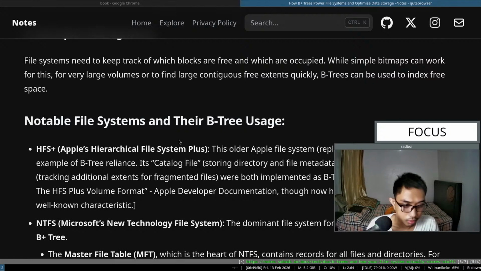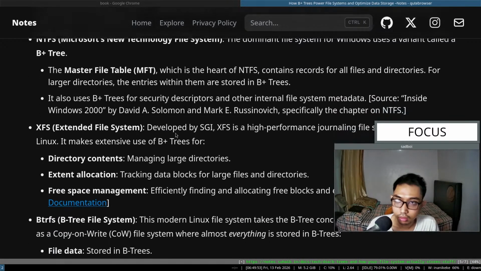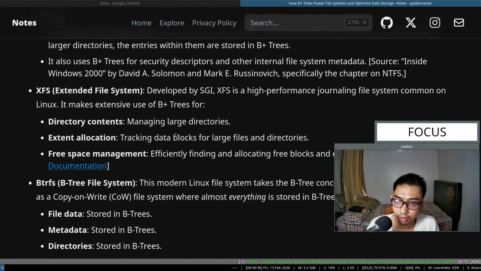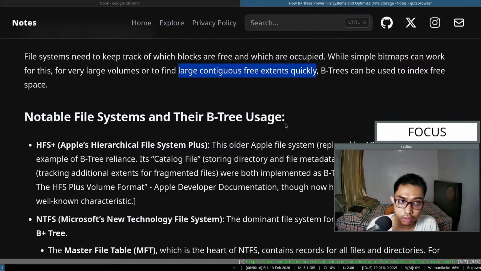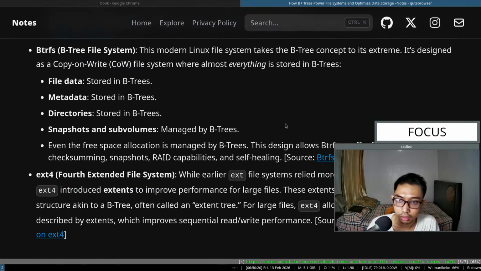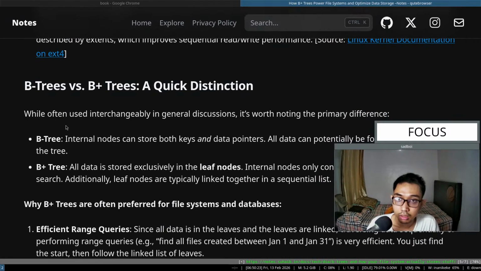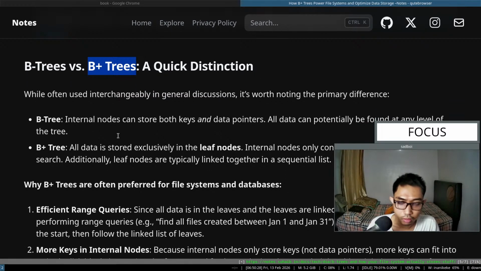Free space management. File systems need to keep track of which blocks are free and which are occupied. While simple bitmaps can work for this, for very large volumes or to find large contiguous free extents quickly, B-trees can be used to index free space. Okay. There is B+ tree.